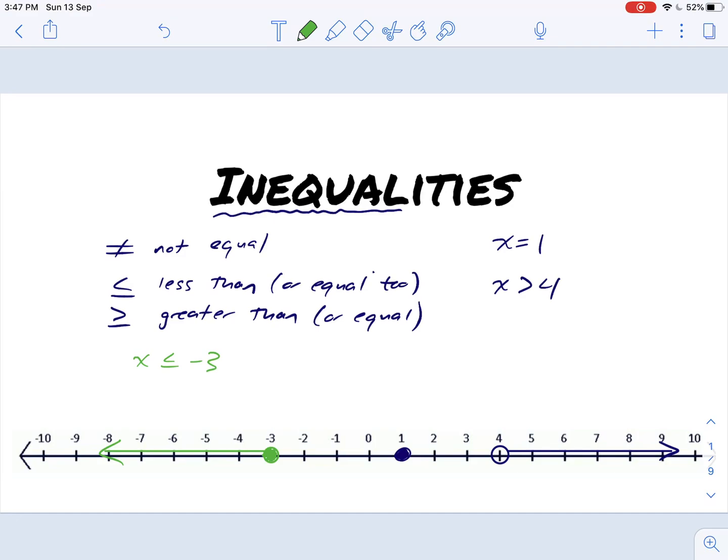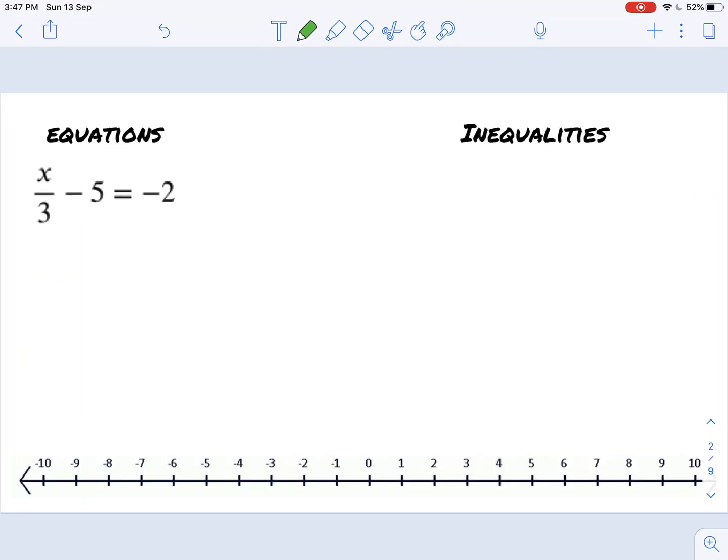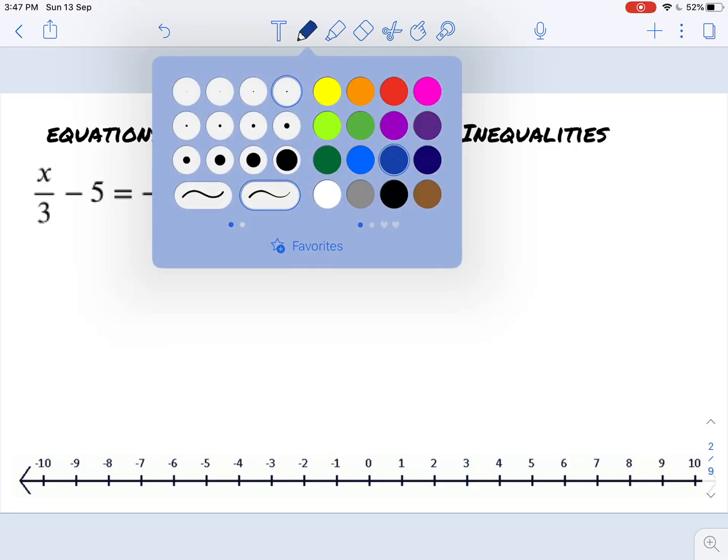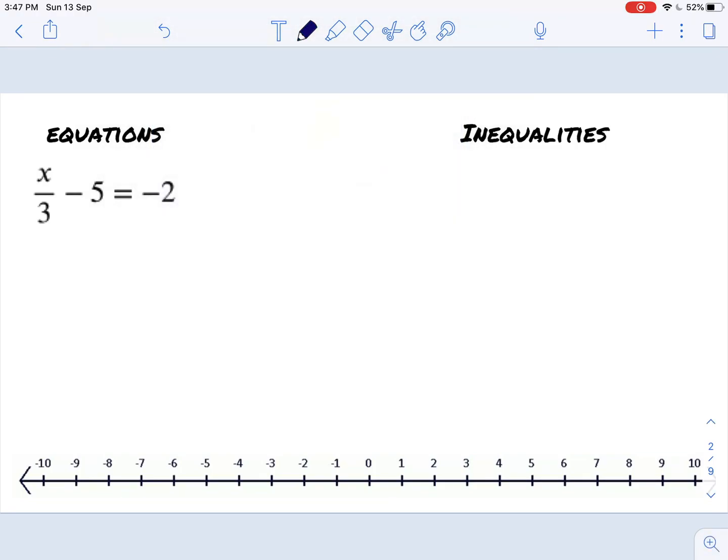So now let's take a look at how you actually solve one. And I'm going to start with our work that we've done with equations, because equations are something we're familiar with at this point. And I could go through and I could solve this. I could add 5 to both sides. That would give me x over 3 is equal to 3, and multiply both sides by 3. And we get x is equal to 9. Okay, and I could take that as my answer, and I could prove that it's true by plugging it back into the original equation. And that's great.